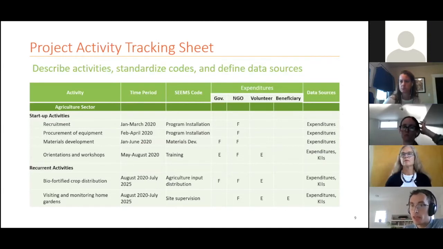For each activity, we think about who is incurring costs and what types of costs they're incurring. The F here stands for financial cost and the E stands for economic cost. So we might imagine that the activity of visiting and monitoring home gardens might incur financial cost to the NGO staff and economic cost to the frontline workers and project beneficiaries. For each activity, we figure out how we're going to collect data, where that data is going to come from.